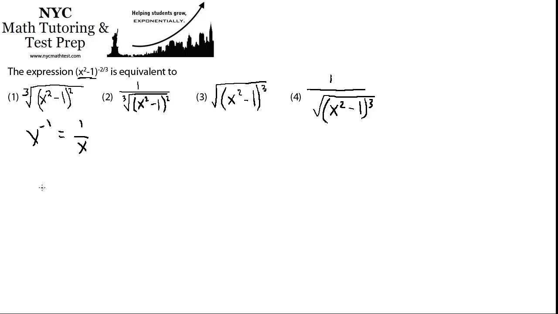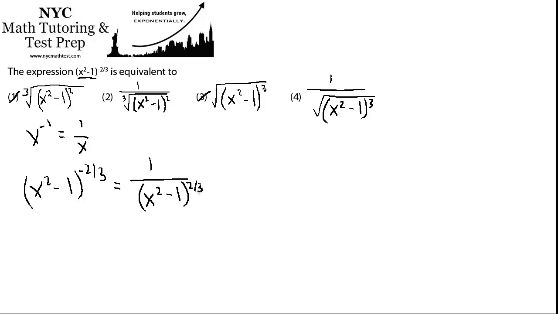So in this case we can change this from x squared minus 1 quantity being raised to the negative 2/3 to 1 over x squared minus 1 raised to the positive 2/3, because the negative goes away when you move it down to the denominator. So we can actually eliminate a couple of answer choices just based off that one realization. Choices 1 and 3, they're not 1 over anything, so they wouldn't make any sense. So it's either 2 or 4.